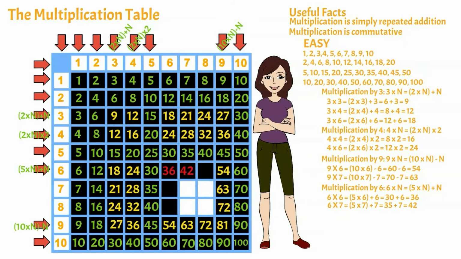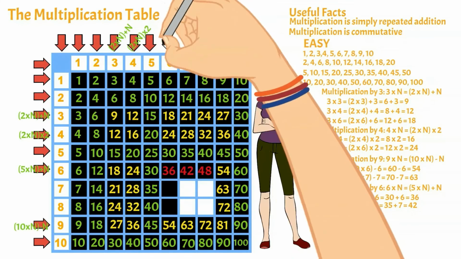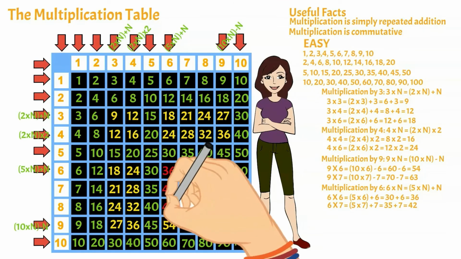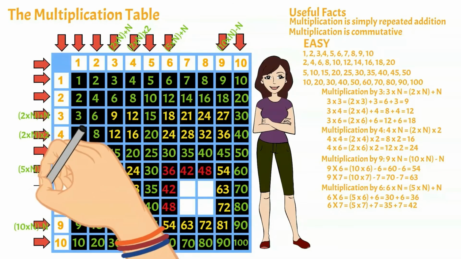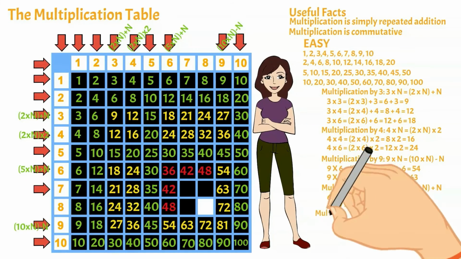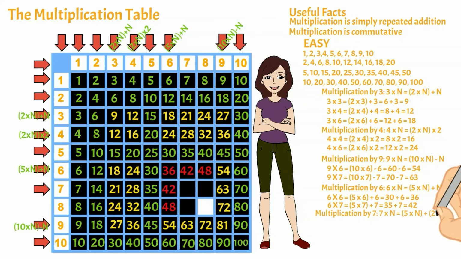Next, 6 times 8 equals 5 times 8 plus 8. This is equal to 40 plus 8, which is equal to 48. If we do this the other way around, it will give us the same answers. So here, we will also have 36, 42, 48. Now let us do multiplication by 7. We could use multiplication by 5 and by 2 in solving multiplication by 7.